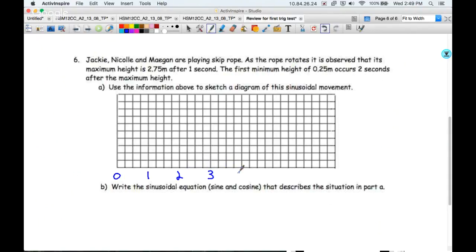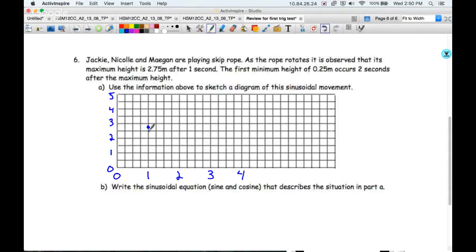All right. And for height, I need to go all the way up to 2.75. So let's see, 1, 2, 3, 4, 5, 6, 7, 8, 9, 10. Oh, I'd really like to be able to do fourths here, but I still have to do half meters. So 0, 1, 2, 3, 4, 5. So 2.75 after 1 second. That's 0.5, so it's a half unit there.